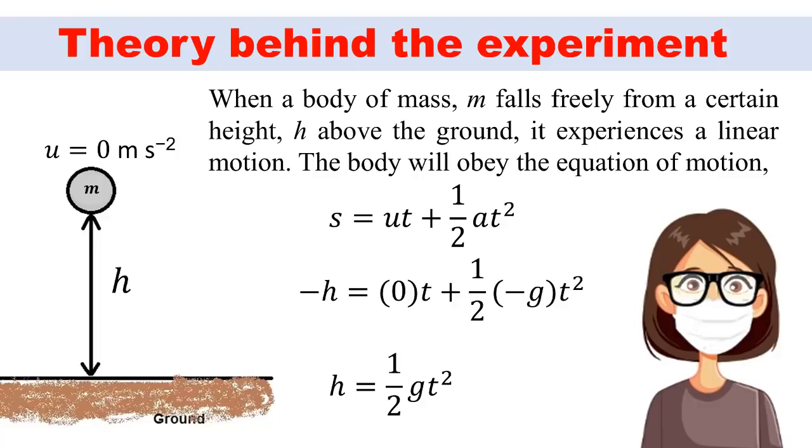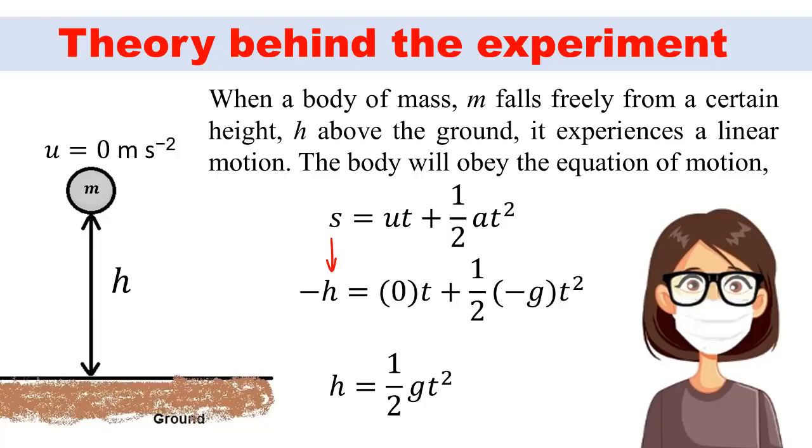Theory behind the experiment. When a body of mass m falls freely from a certain height h above the ground, it experiences a linear motion. The body will obey the equation of motion s equal to ut plus half at squared. The object is doing downward displacement from the falling point to the ground, so we have s is negative h.